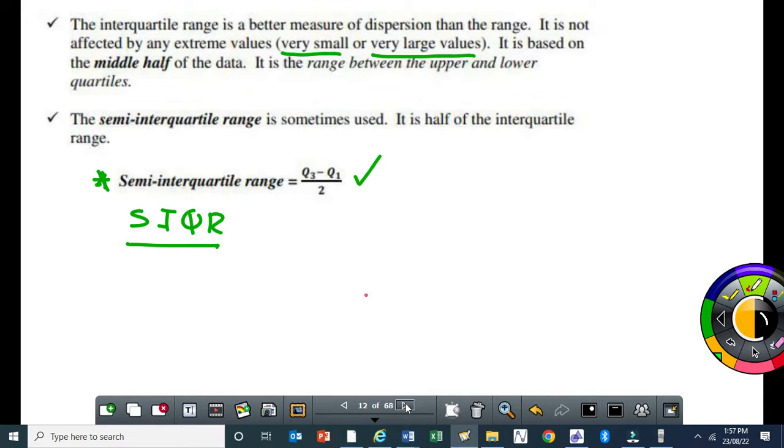Then your semi-interquartile range is half the distance of the interquartile range. So you determine your interquartile range. If you divide it by 2, it shortens the distance, and that distance we call the semi-interquartile range. Okay, so this is very simple. I won't try to do an example.